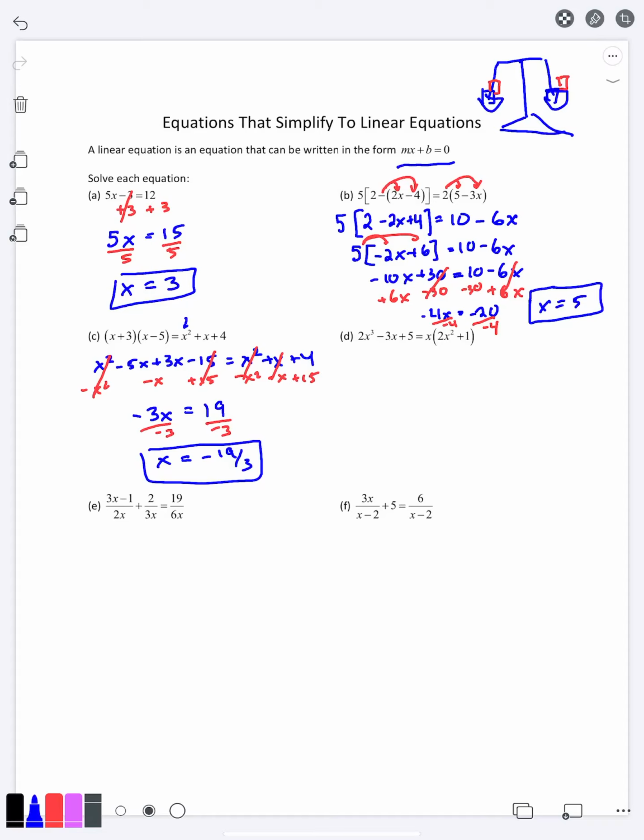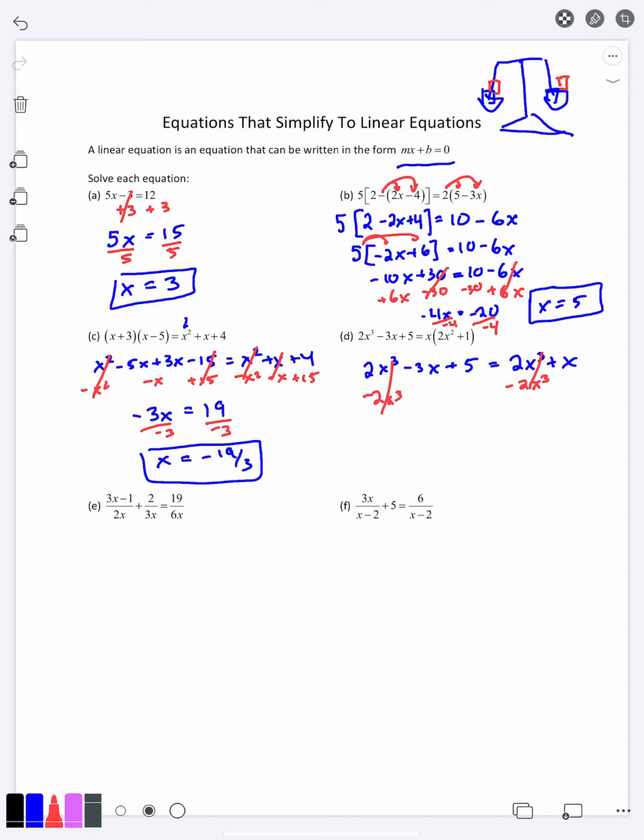On part D here, this time we're actually in fact going to have x cubed in the problem until it cancels out. So I'll distribute on the right side there. X times that is 2x cubed. X times 1 is x. I can go ahead and subtract the 2x cubed here.